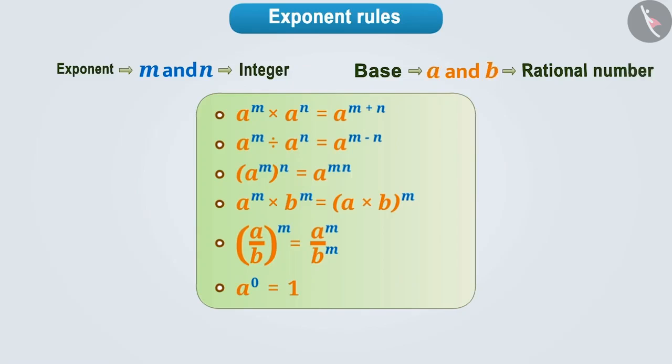So we can say that for rational numbers a, b and integers m and n, a^m into a^n is equal to a^(m+n). a^m divided by a^n is equal to a^(m-n). (a^m)^n is equal to a^(mn). a^m into b^m is equal to (a into b)^m. (a/b)^m is equal to a^m upon b^m. a^0 is equal to 1.